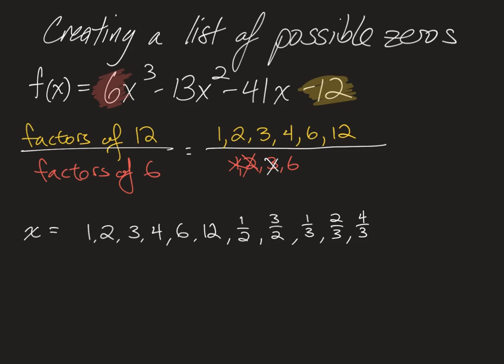So 1 divided by 6 is not in my list, so 1/6. 2 divided by 6 is 1/3, there it is. 3 divided by 6 is 1/2. 4 divided by 6 is 2/3. 6 divided by 6 is 1, and 12 divided by 6 is 2. So the only one that we added here with this denominator 6 is the 1/6.